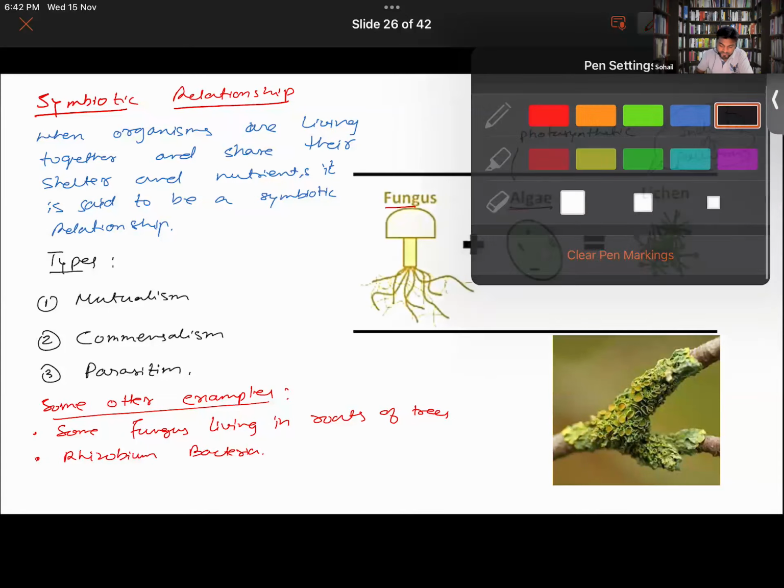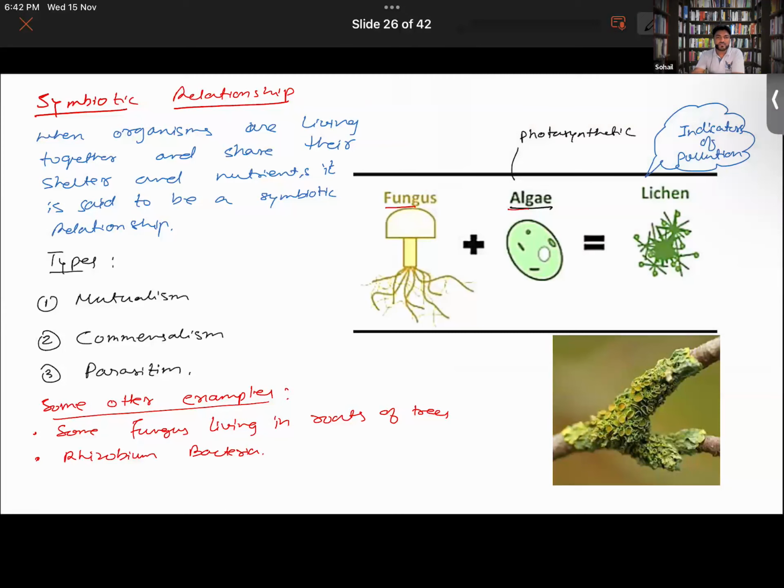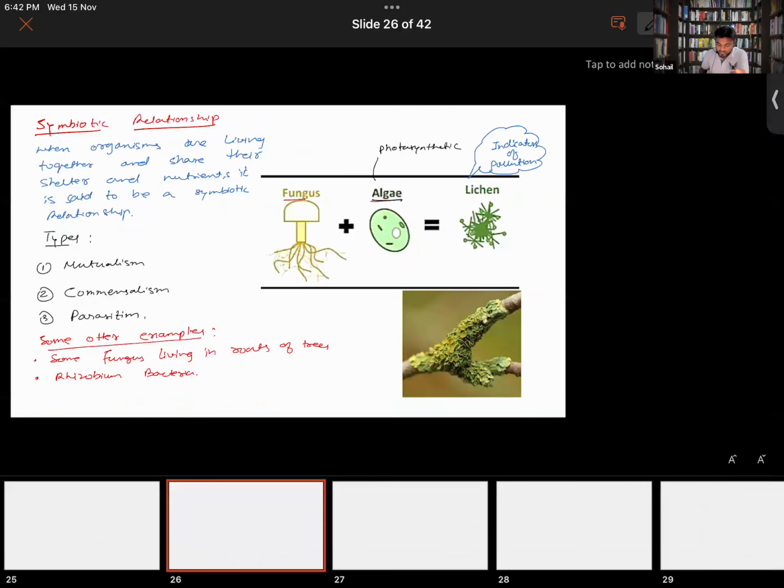Now, how does this bacteria help the plant? The answer to that is that this bacteria helps the plant in getting nitrogen from the soil, and in return the roots of the plants provide shelter to this bacteria. Okay, have a look at this image.